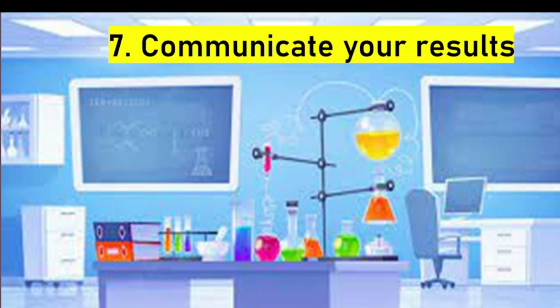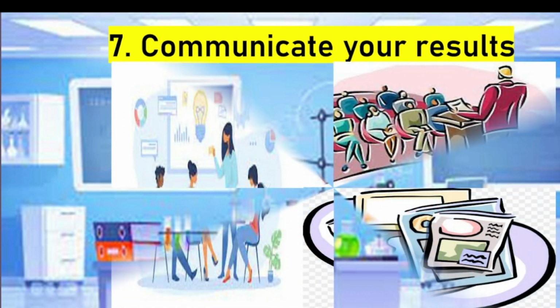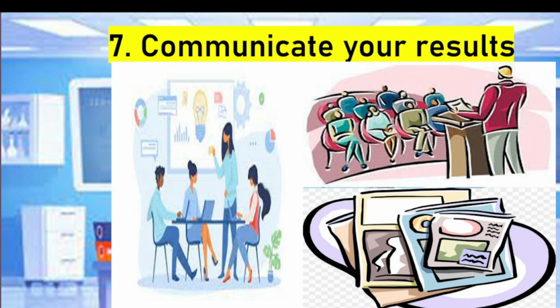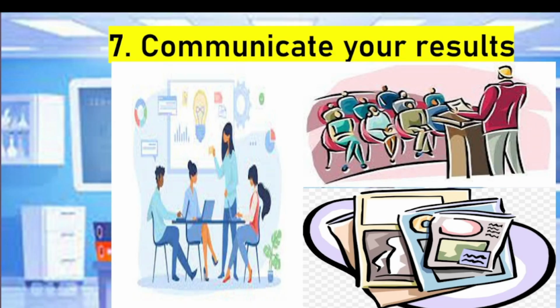After the conclusions, the final step is to communicate your results. You need to inform others about the results of your experiment. Professional scientists communicate their results by publishing them in scientific journals, presenting using a poster, or presenting at a conference. You can also share your findings just like the scientists.